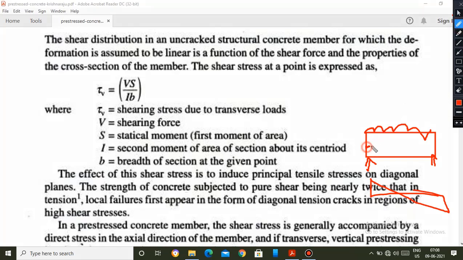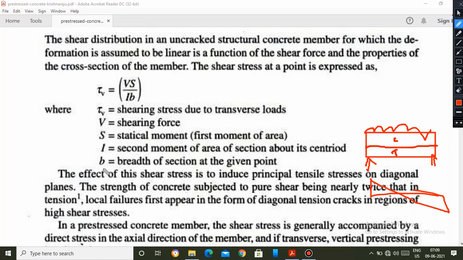If you consider this the neutral axis, above this neutral axis we have the compressive forces, and below this neutral axis we will have the tensile forces. While applying the load, in the compressive direction the concrete will take care of the load. Below this neutral axis, the concrete will not take much load, only the steel will take the load. That is nothing but the tensile force or tensile strength.